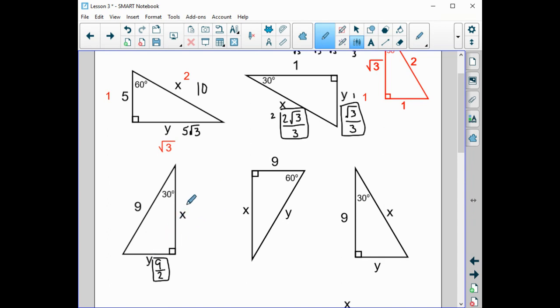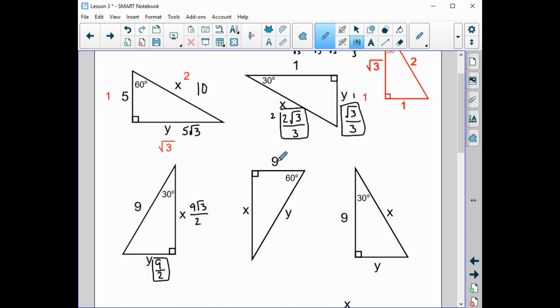Going from the short leg to the long leg, the key number is radical 3. It's getting bigger to go from short leg to long leg, so you would multiply by radical 3. And when you multiply a fraction times a number, that number goes in the numerator. So it's going to be 9 radical 3 over 2.